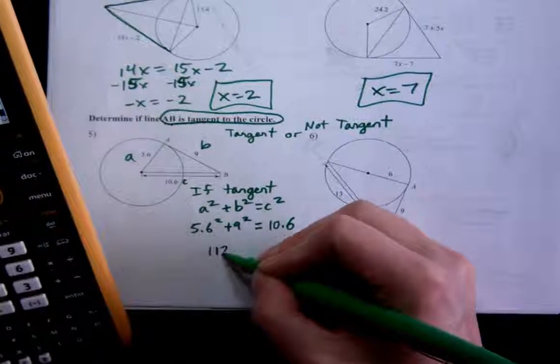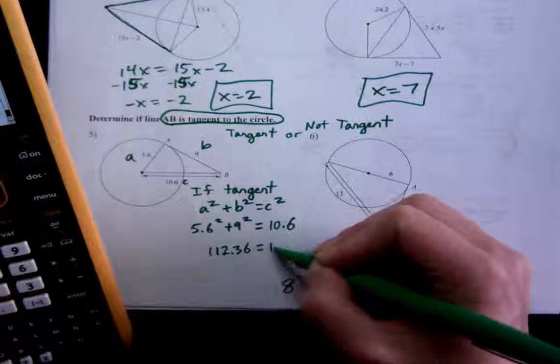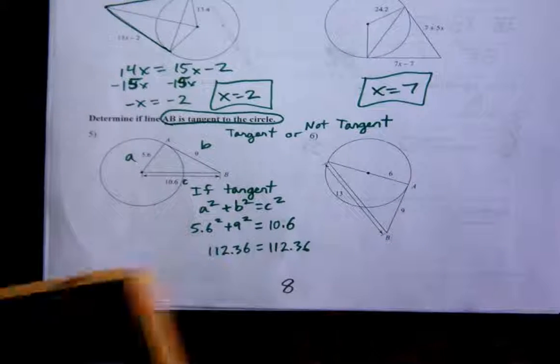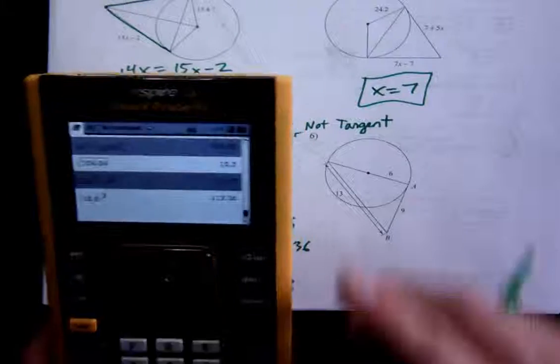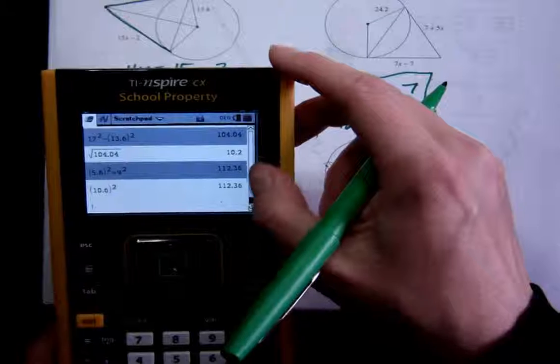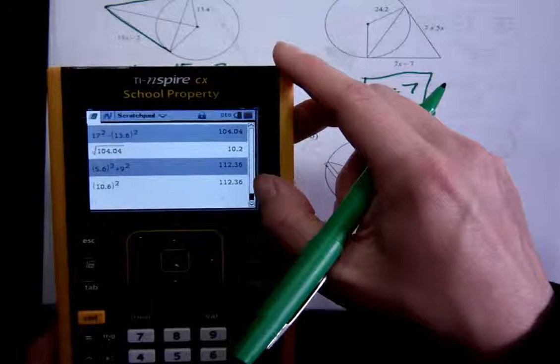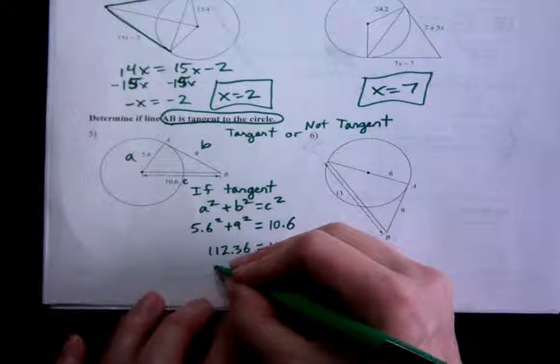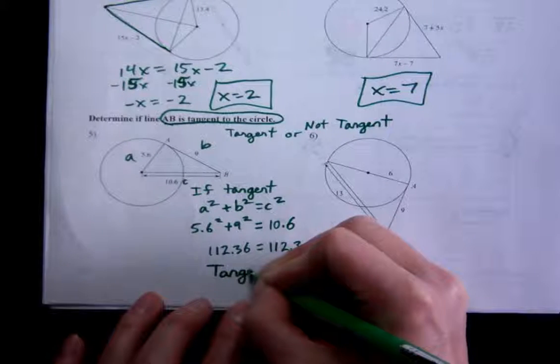True means yes, it's tangent. So if I enter them separately, it does that. Or if you enter it with the equal sign, these calculators will tell you true or false. So the answer is tangent.